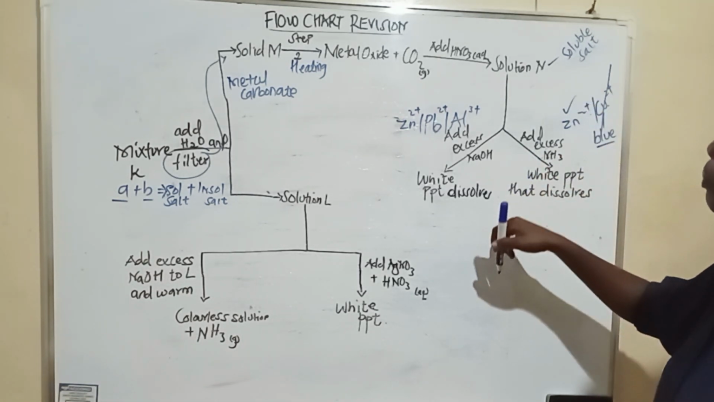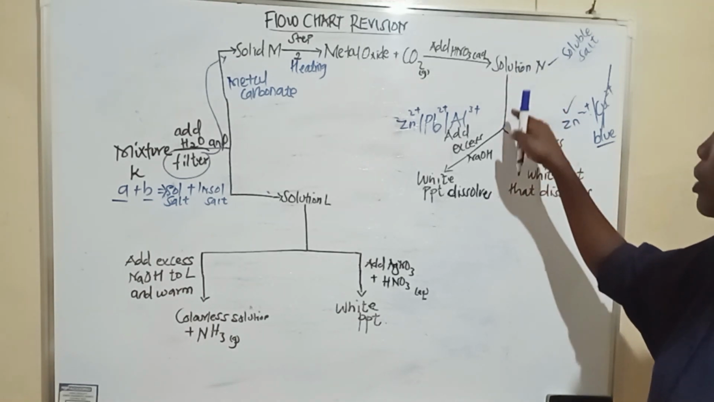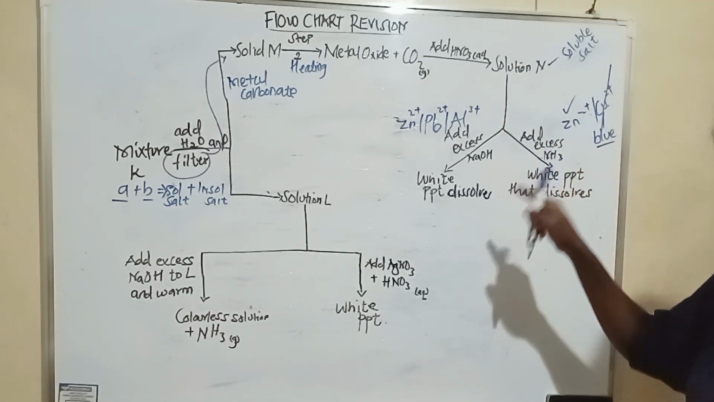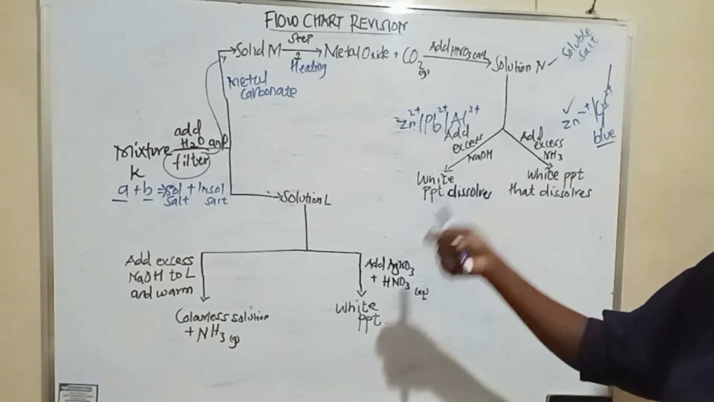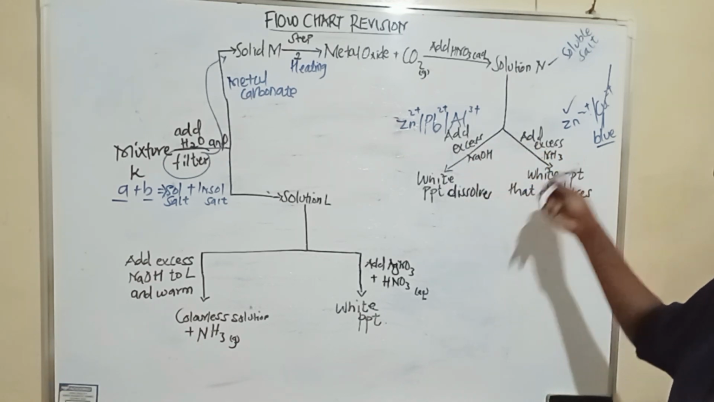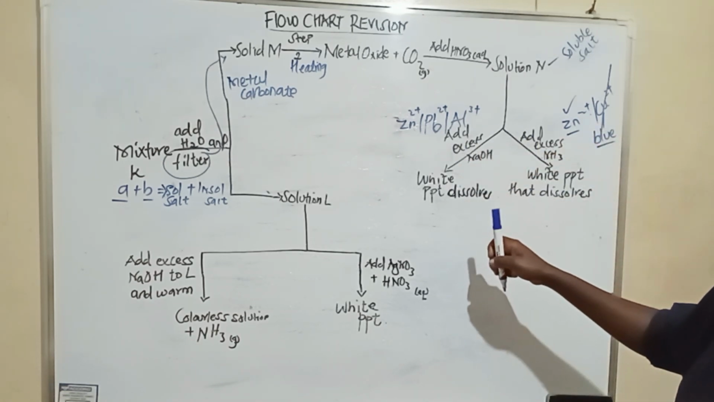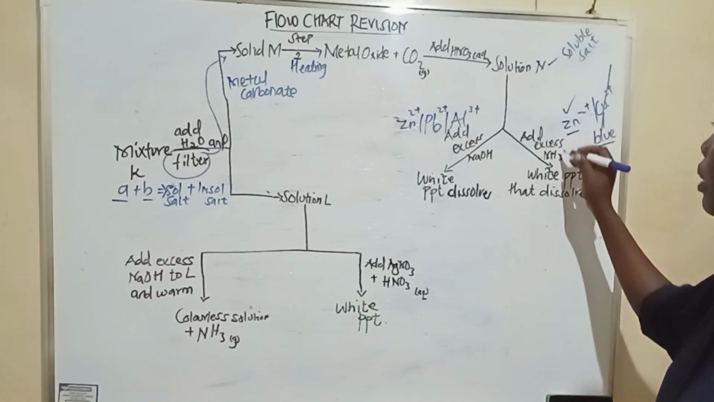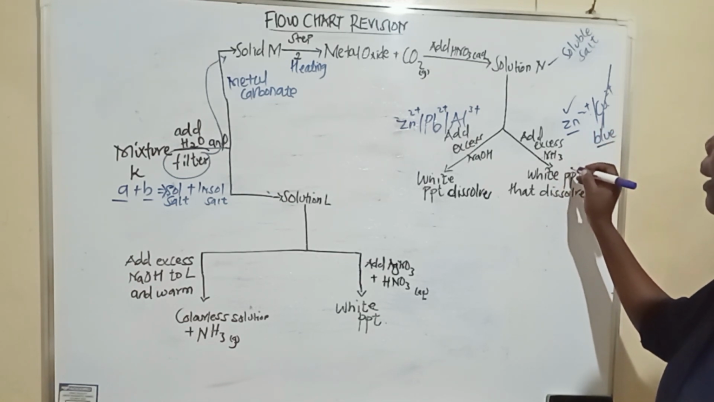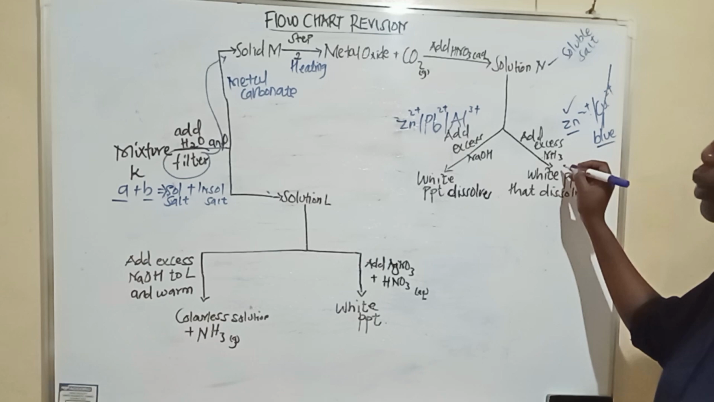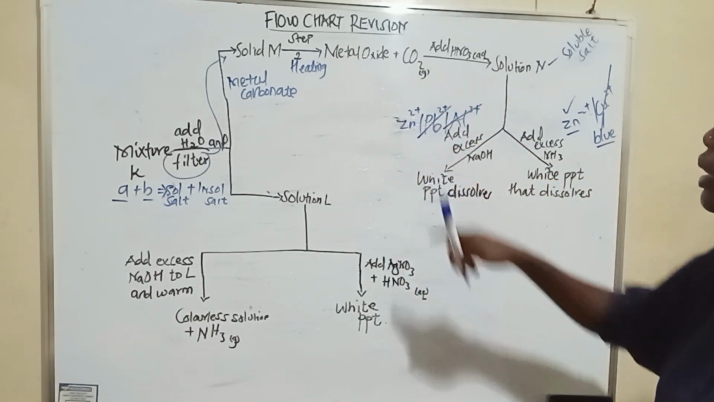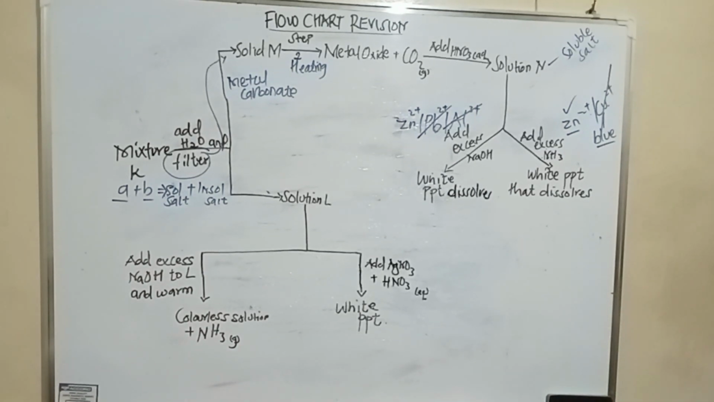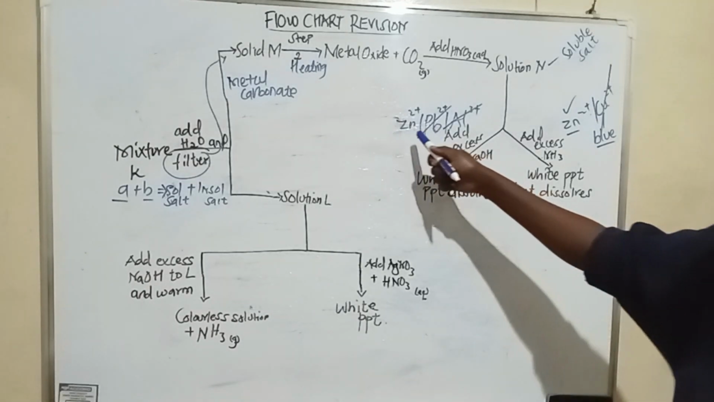So remember, this is one solution, and in one solution you cannot have two cations present. So you only have one cation present, the positively charged ion. So the cation that is present here is our zinc ions, because remember that only zinc dissolves in excess ammonium solution. So we cut off the lead and the aluminium, and we remain with zinc ions present. So this means that solution N is a solution that contains zinc ions.